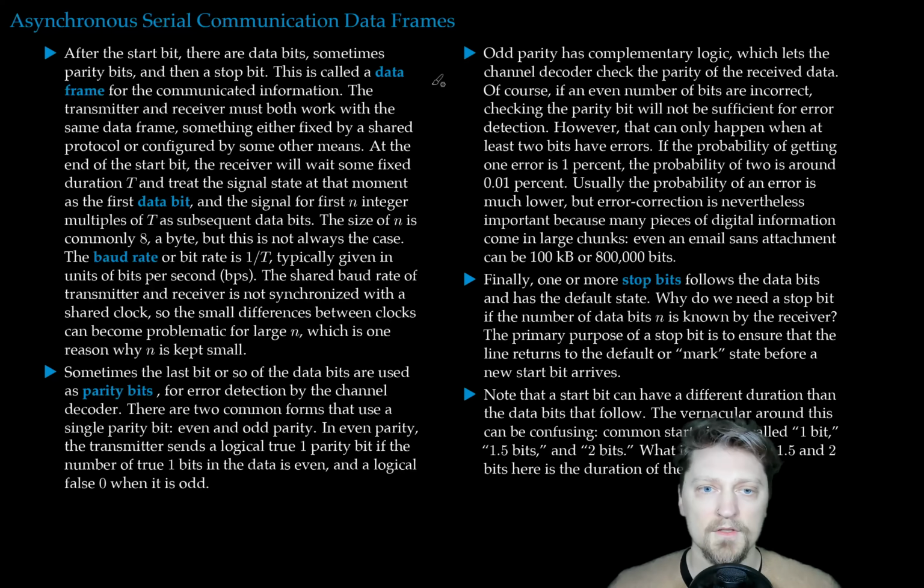At the end of the start bit, the receiver will wait some fixed duration t and treat the signal state at that moment as the first data bit, and the signal for the first n integer multiples of t as subsequent data bits. The size of n is commonly 8, a byte, but this is not always the case. The baud rate or bit rate is 1 over t, typically given in units of bits per second or BPS.